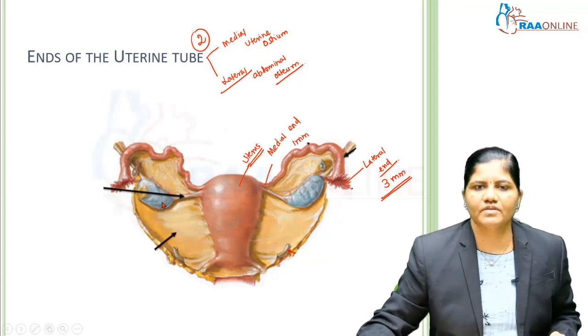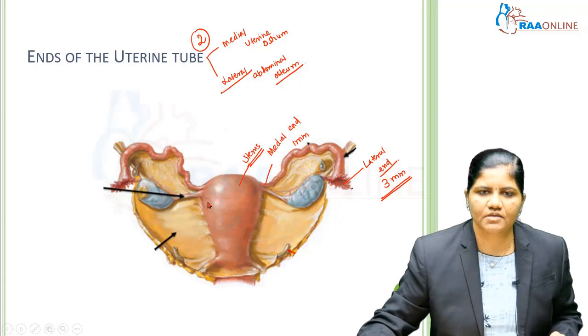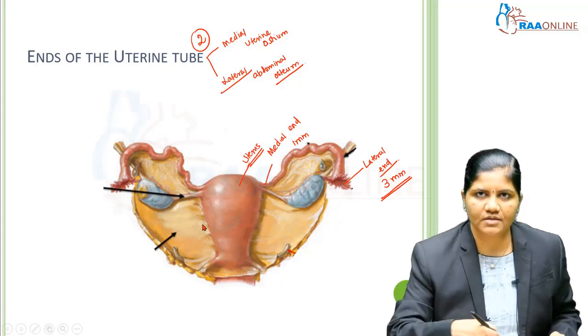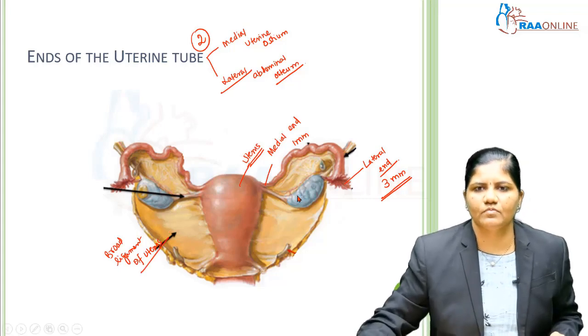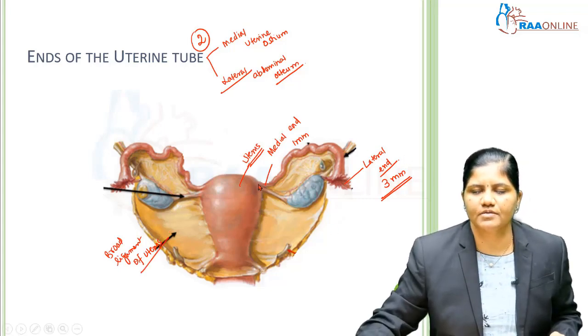Once again I repeat, the fallopian tube is present in the upper free margin of the broad ligament. It has two ends, the medial end and the lateral end. The medial end opens into the uterine cavity, so this end is otherwise known as the uterine ostium. The lateral end extends beyond the attachment of the broad ligament and opens into the pelvic cavity, so this end is otherwise known as the abdominal ostium. The diameter is 1 mm for the medial end and 3 mm for the lateral end.